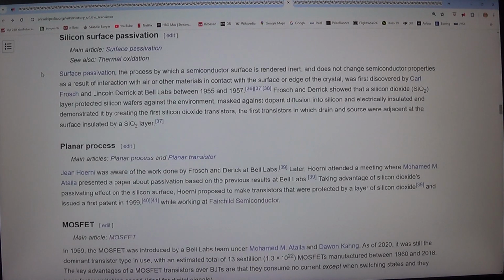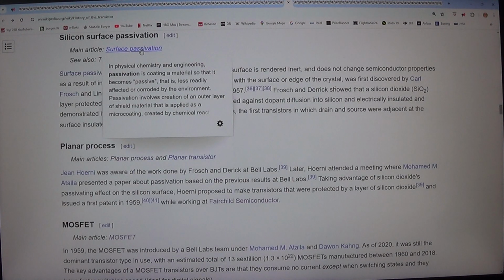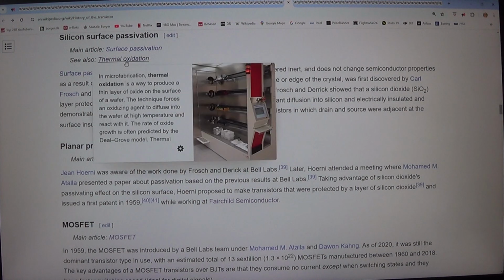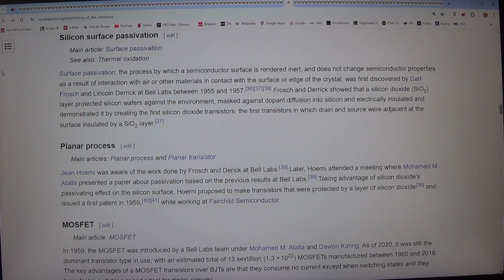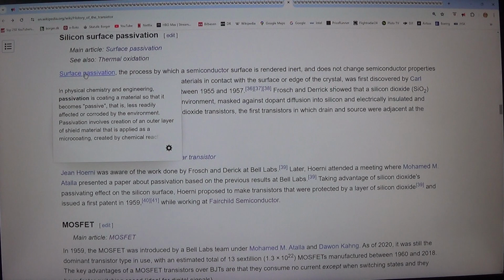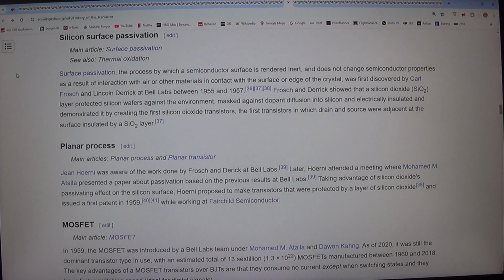Silicon surface passivation. Main article: surface passivation. See also: thermal oxidation. Surface passivation, the process by which a semiconductor surface is rendered inert, and does not change semiconductor properties as a result of interaction with air or other materials in contact with the surface or edge of the crystal, was first discovered by Carl Frosch and Lincoln Derick at Bell Labs between 1955 and 1957.